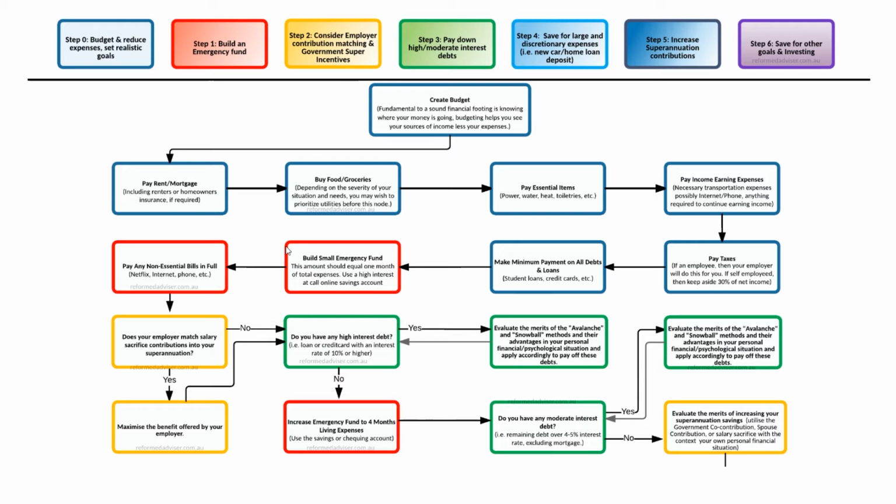So now they say, first things first, build a small emergency fund. And I absolutely agree with this. Build up at least 1 to 2 months worth of savings to make sure that you can survive for a short period of time should something bad happen that would stop your income for whatever reason, like a global pandemic as an example. From here, you want to pay any non-essential bills in full. So this is something I do, and I've made a video on this as well.